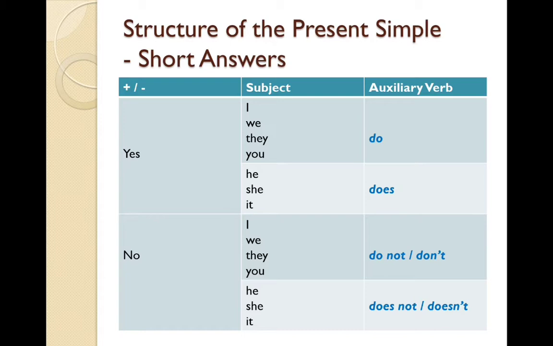No, I don't. No, we don't. No, they don't. No, you don't. No, he doesn't. No, she doesn't. No, it doesn't.